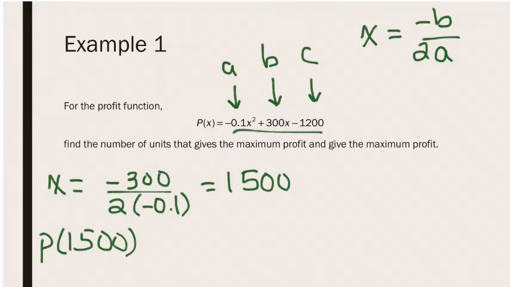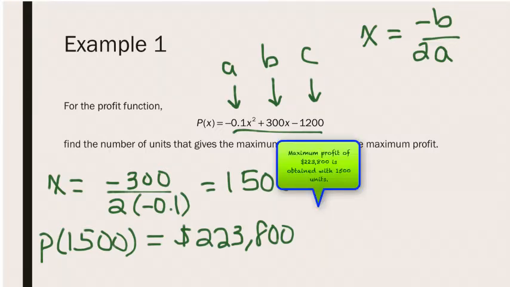So when I compute that, I get $223,800. So that means that there's a maximum profit of $223,800, and that's obtained when 1,500 units are produced and sold.